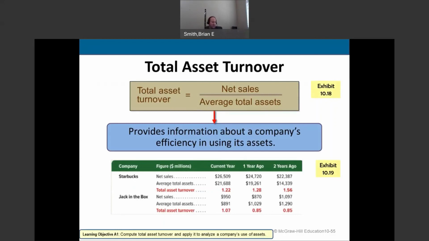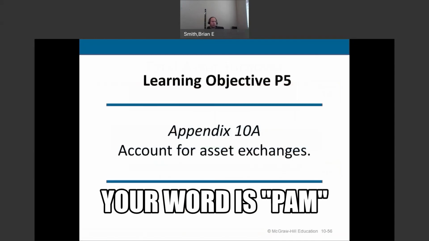Looking here at Starbucks versus Jack in the Box, it looks like Jack in the Box has improved over the years and Starbucks has declined. These types of things you look at and you want to find out why this is going on. How is the company using its assets? Maybe Starbucks' assets are becoming older and they're not being used as efficiently, whereas Jack in the Box maybe in a year or two ago improved its assets and bought new ones, and so they're more efficient. Those are things to look at.